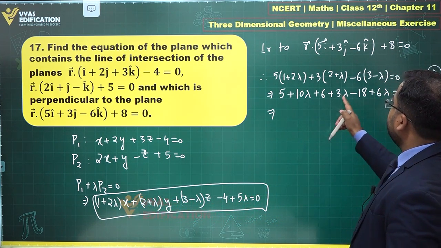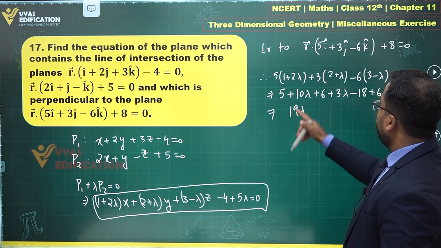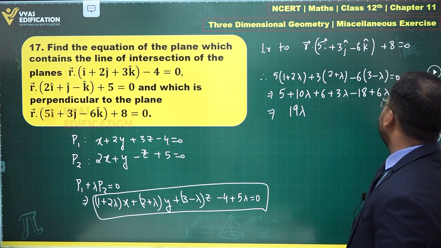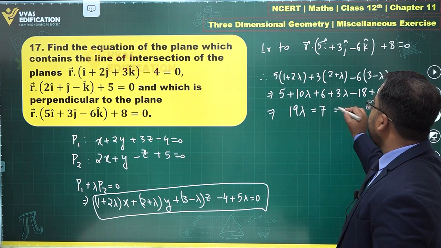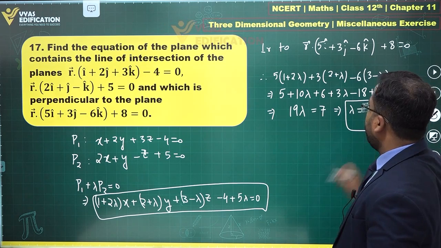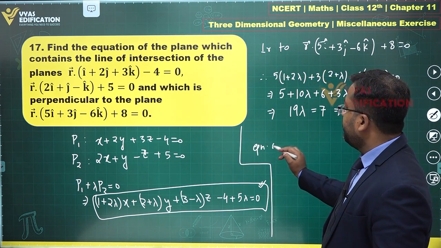What else? 10, 3, 9, 13 plus 6 is 19 lambda, and you have 5 plus 6, 11, minus 18 is minus 7. That goes on the right hand side, this becomes 7. Therefore, lambda is equal to 7 upon 19. This is what you have. We needed this equation of plane.